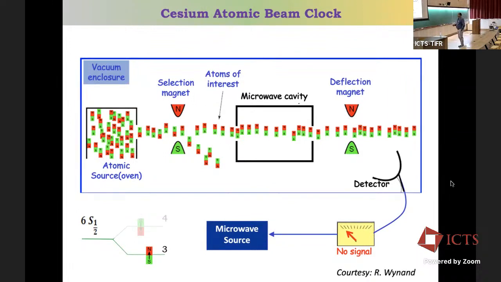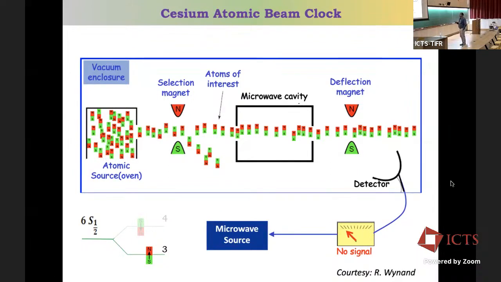So let's say the atoms which are in F equals 4 follow this path and they go out of your system. So that is basically a state selection. You are selecting a particular type of magnets for your experiment. That is called state selection, and you are doing it by using the Stern-Gerlach effect.